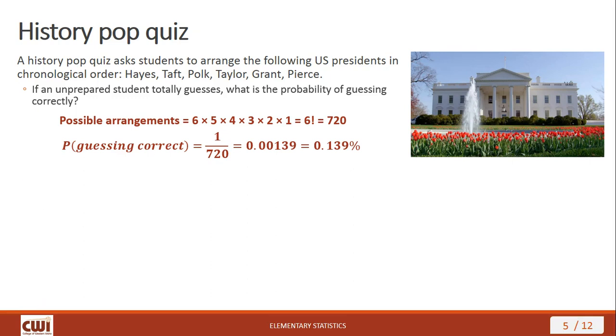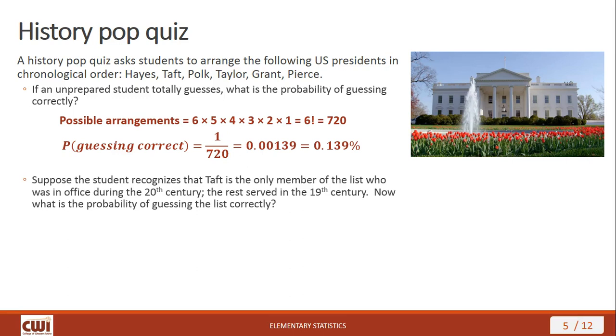Now let's shake it up a bit. Let's suppose that the student recognizes that Taft is the only president in this list to serve in the 20th century. All the other presidents served in the 18th century, the 19th century, during the 1800s. So, with this one piece of information, what now is the probability of guessing the list correctly?